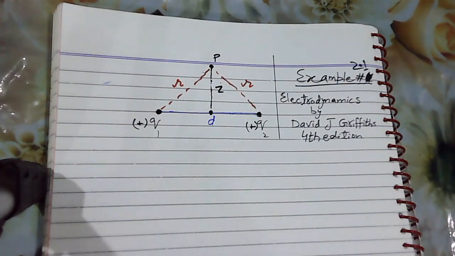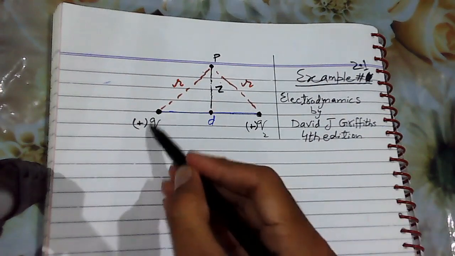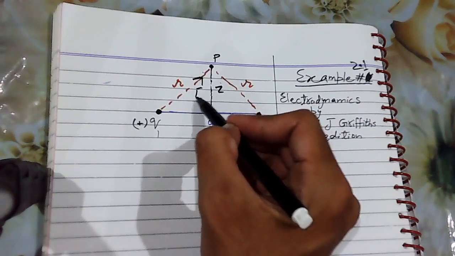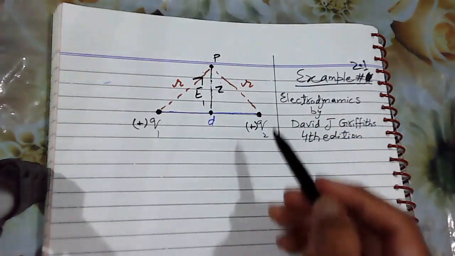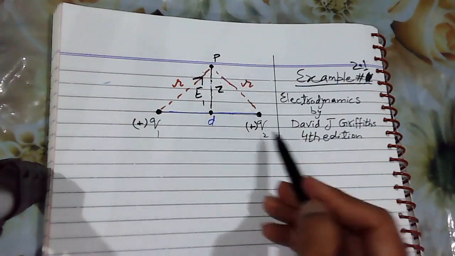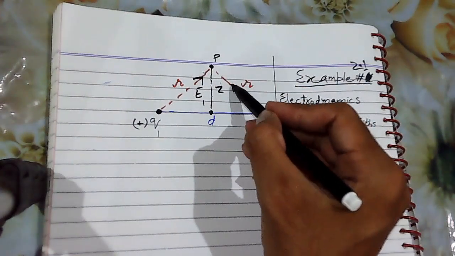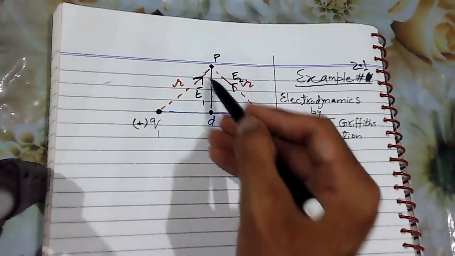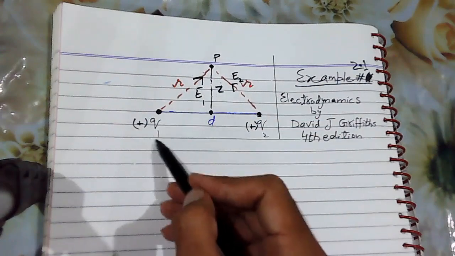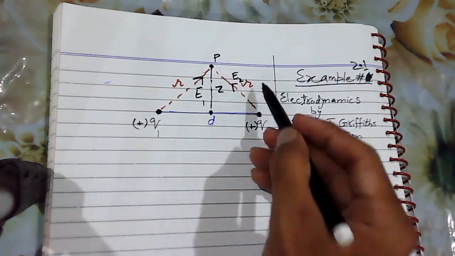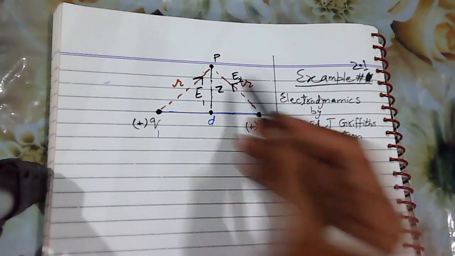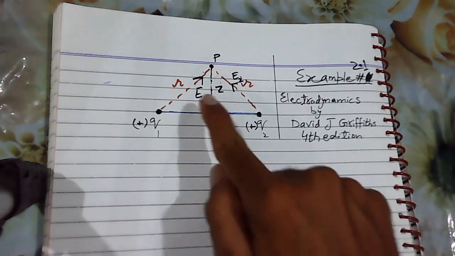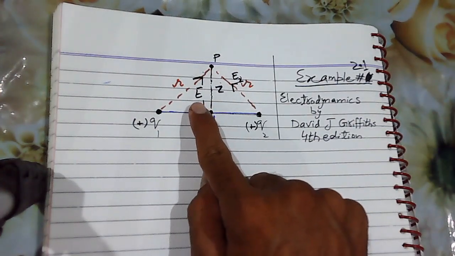Suppose the electric field at point P due to this charge is in this direction and named as E1. Similarly, the electric field at point P due to this charge is in this direction and is named as E2, because the electric field due to the first charge will be named as E1 and the electric field due to the second charge will be named as E2.